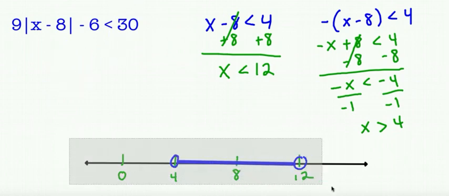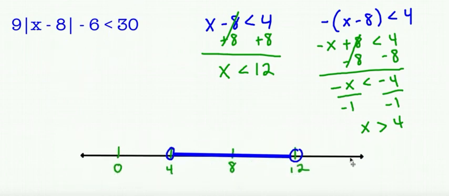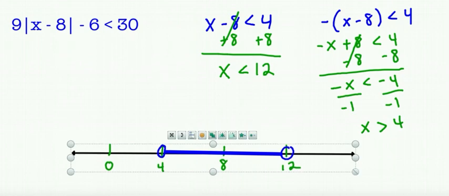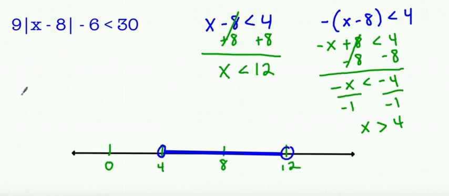So if we want to combine that, we're going to write 4 is less than x, which is less than 12, okay? Because x has to be less than 12 and greater than 4 for this to be true.